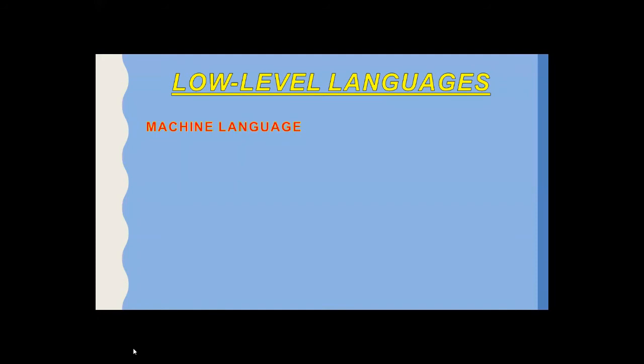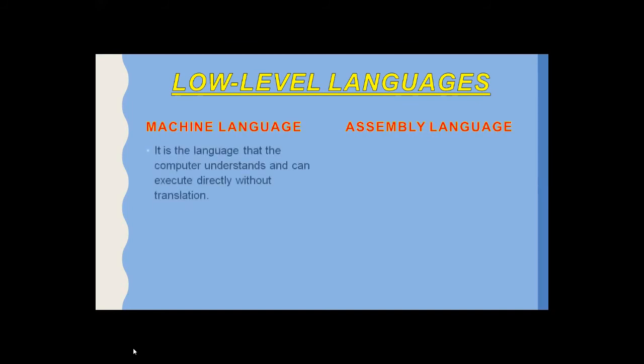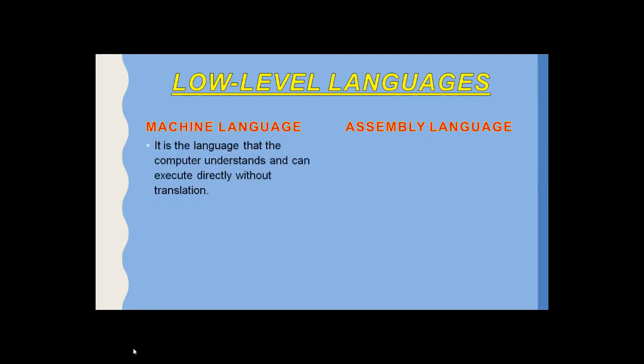Low level language is further classified into two languages, that is machine language and assembly language. The first one is machine language. What is machine language? It is the language that the computer understands and can execute directly without translation. It cannot translate, it directly executes our language code. This is a specialty of machine language.